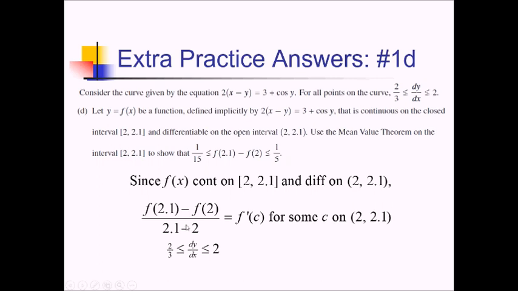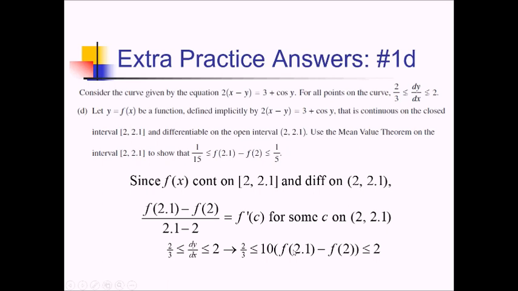Dividing by 1/10 is really the same as multiplying by 10. So I'm going to rewrite this as 2/3 ≤ 10 times f(2.1) minus f(2) ≤ 2. So I basically just put in my a-rock in here, but I simplified it so that it was a little bit easier to work with algebraically.